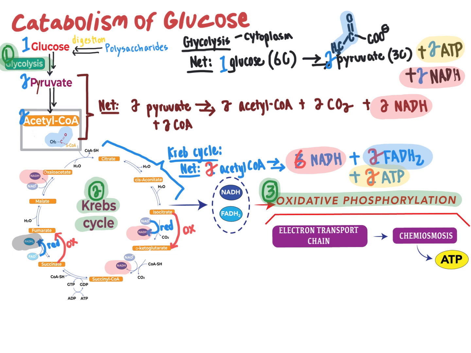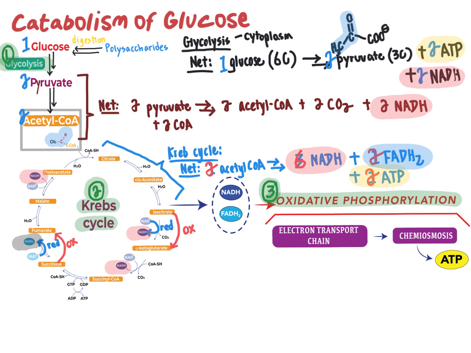So far, if you're keeping score, it doesn't seem like we've generated all that much ATP thus far. We generated 2 ATPs from glycolysis. We've generated 2 ATPs directly from the Krebs cycle. And now we get into where the real magic happens. That is the process of oxidative phosphorylation.